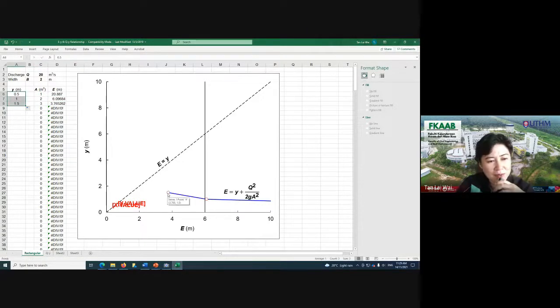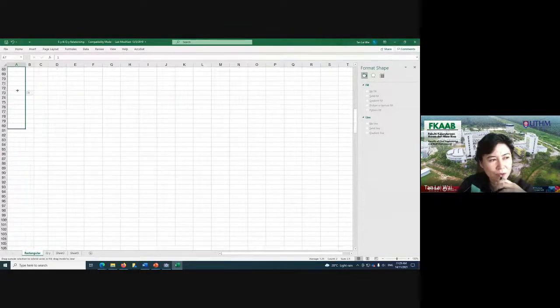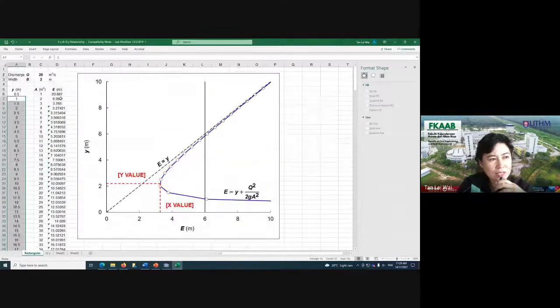If my depth increases to 1.5, my specific energy would be 2.765. I can actually drag this. Now let's say at every interval of 0.5 meter I increase the depth by 0.5 meter. Let's look at what will happen next.